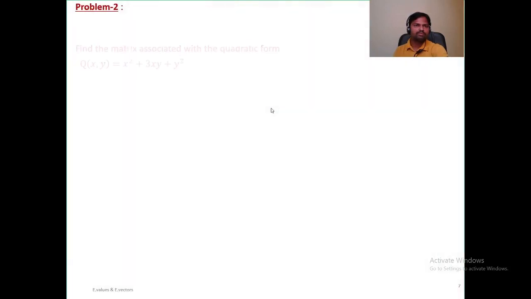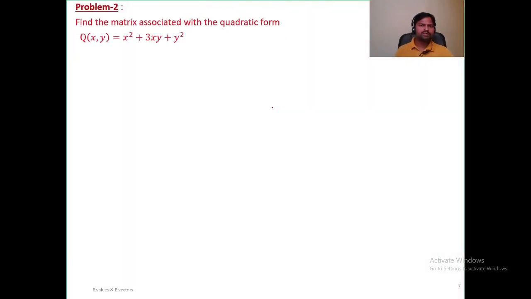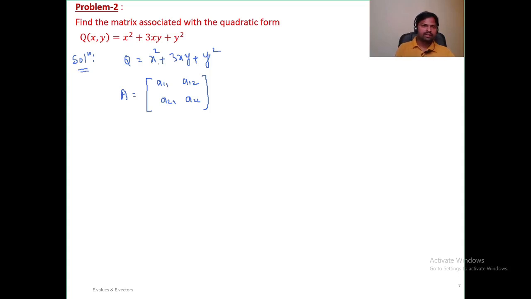Look at problem number 2. Find the matrix associated with the quadratic form, this one. Solution. So Q is given to us, which is x square plus 3xy plus y square. I want matrix A. So now matrix A is simply A11, A12, A21, A22. Why am I taking only a 2 by 2 matrix? Why? Because look here.